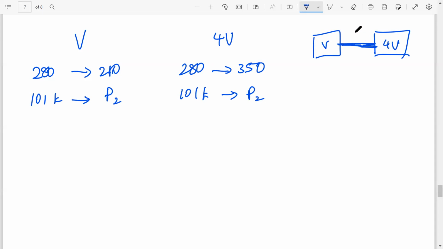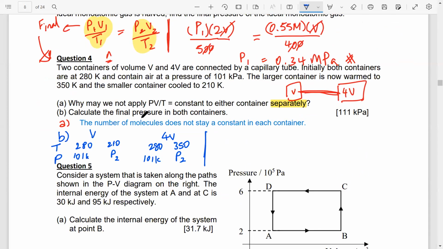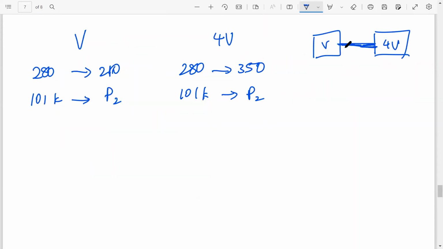The question wants the final pressure, meaning after everything has moved, after all the cooling and warming and all the movement, what is the final pressure? And the final pressure will be the same for both. If not, it's not called final.